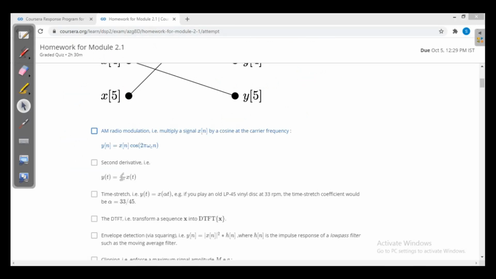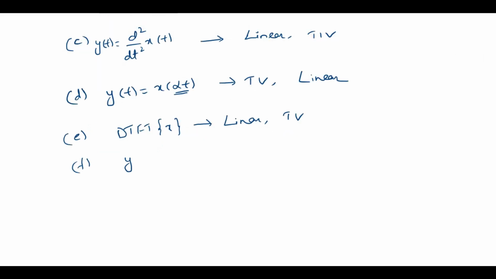y of n is equal to mod x of n whole square convolution with h of n. Simply because of the square, you can say it is non-linear, but it is a time invariant system.